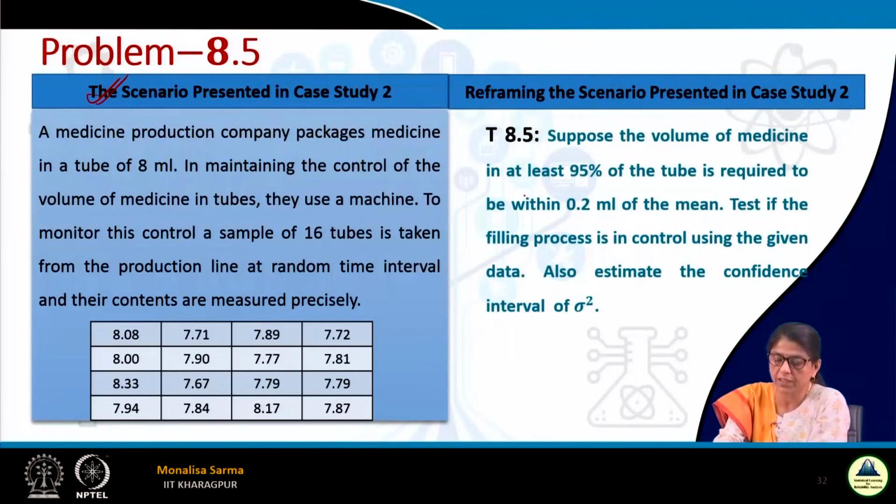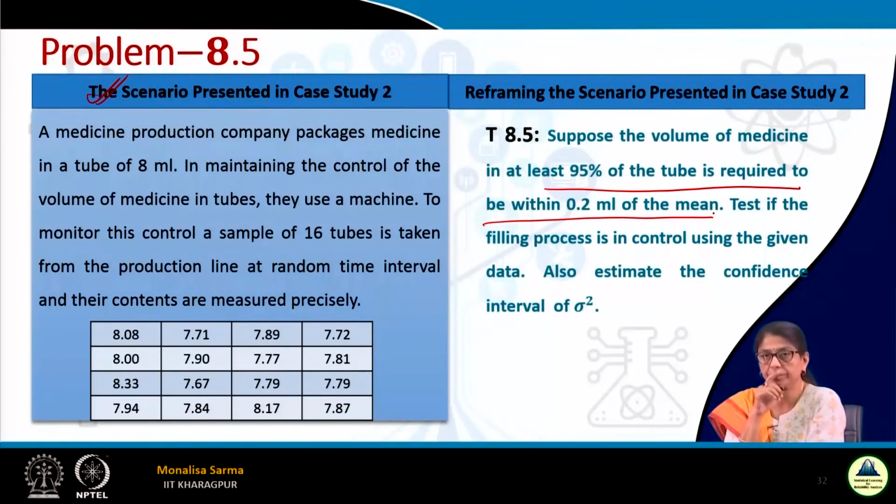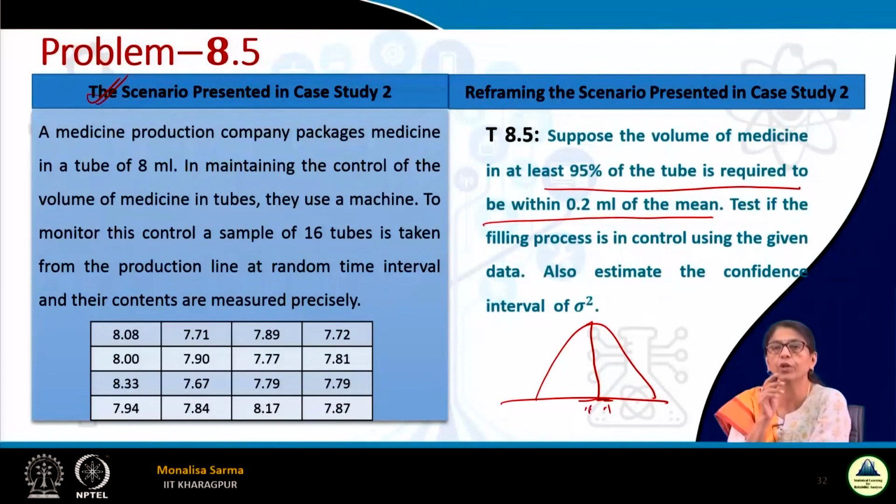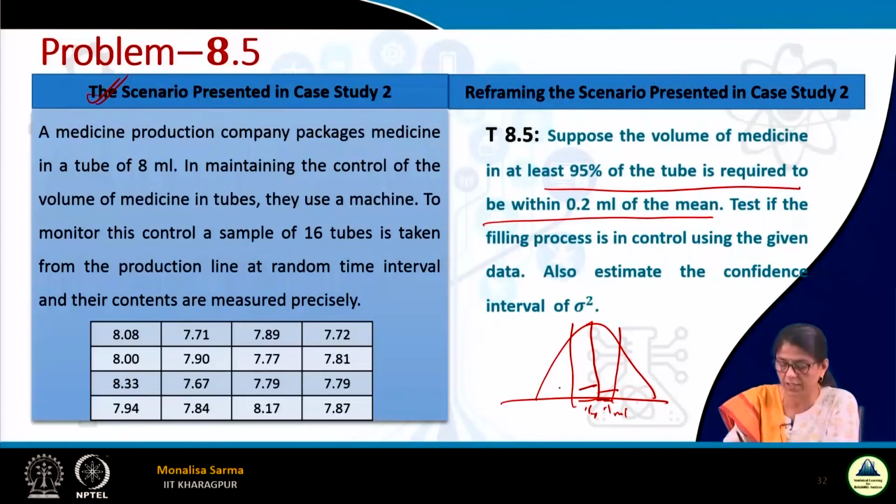Suppose the volume of the medicine in at least 95% of the tubes should be within 0.2 ml of the mean. Whatever the mean volume is, it should be within 0.2 ml of the mean. That means if this is the mean, 0.2 ml means 0.1 on this side and 0.1 on this side. That's what we want to check.